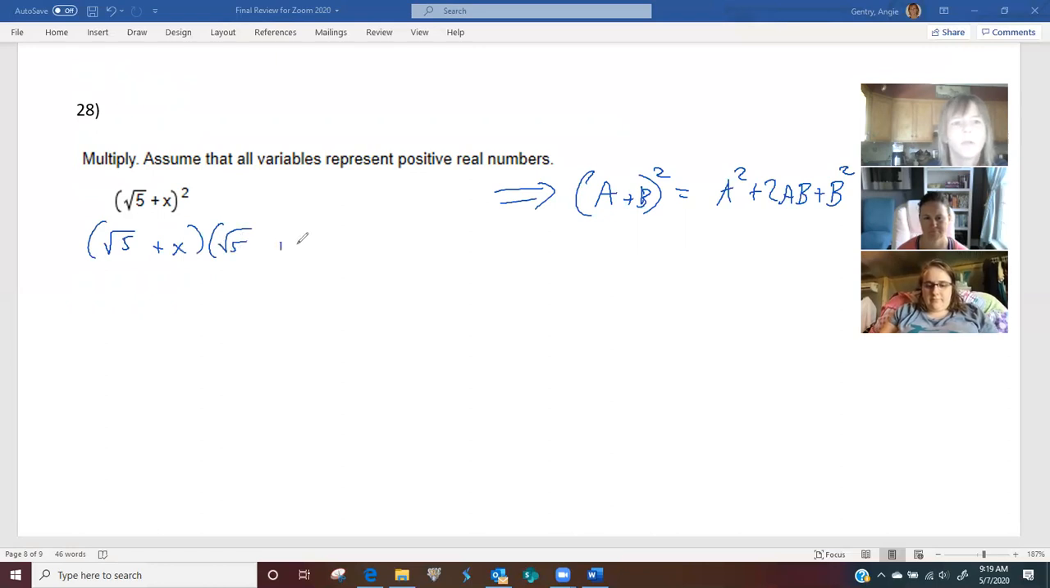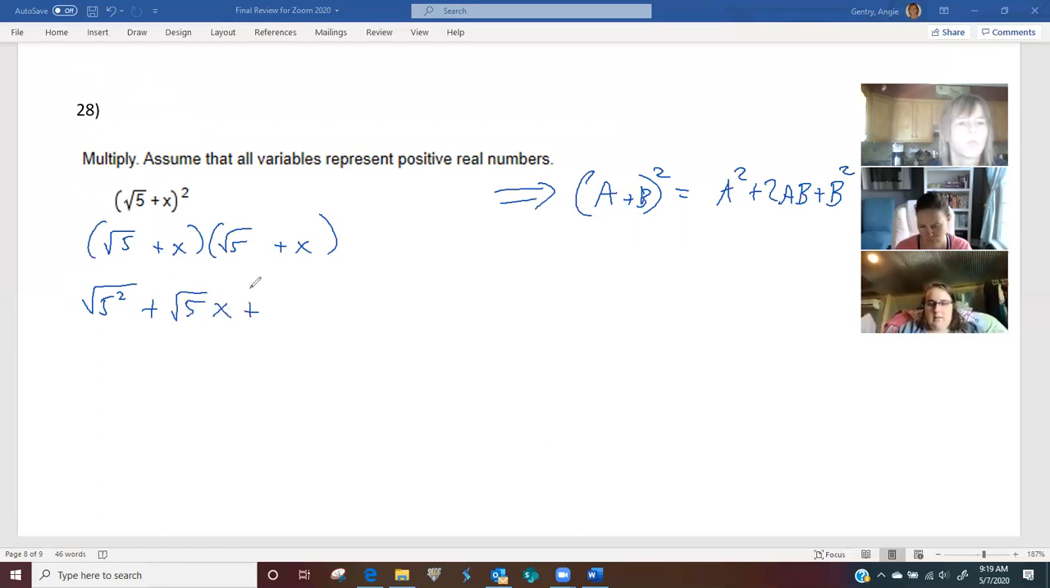And that is completely okay. FOIL first, and I'm showing every detail, outer. Be careful here that that x is not under the radical. x times square root of 5 is square root of 5 times x, you see, because of the commutative property. So we're going to go ahead and call it that. And then x times x is x squared.